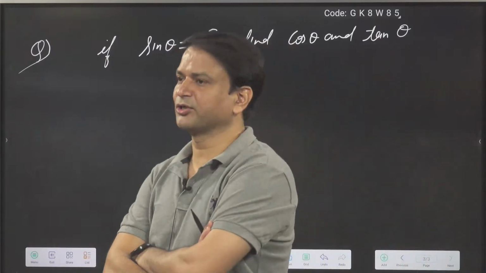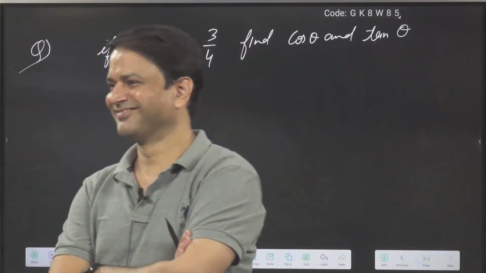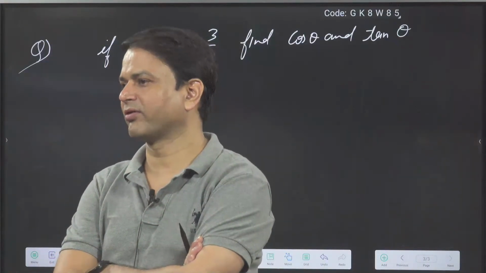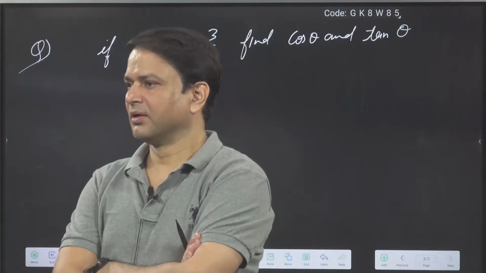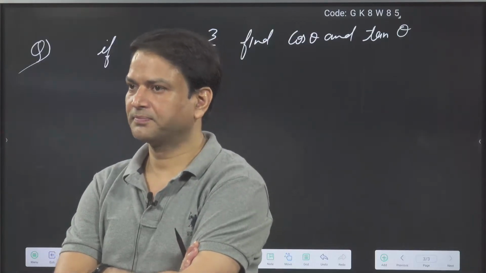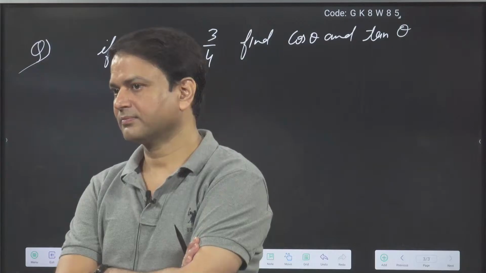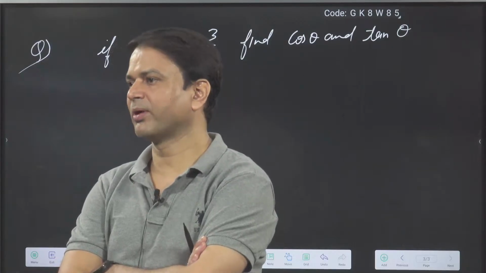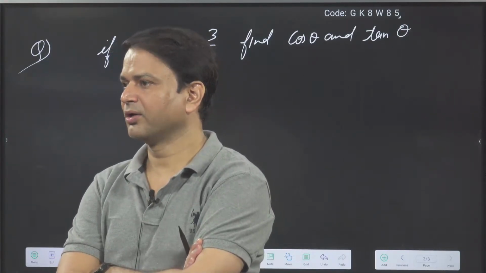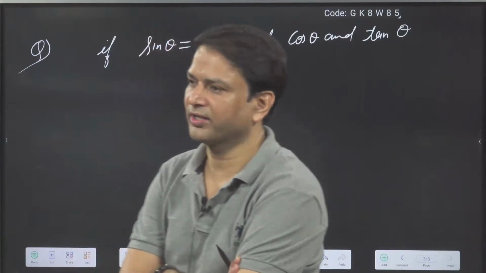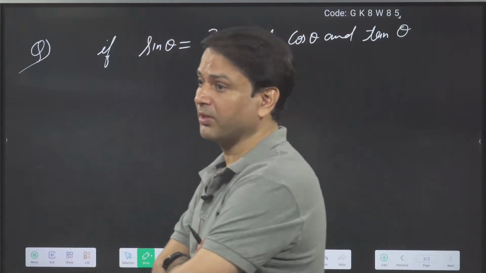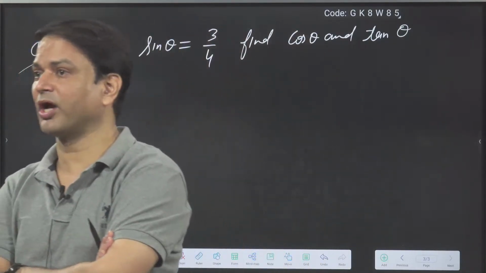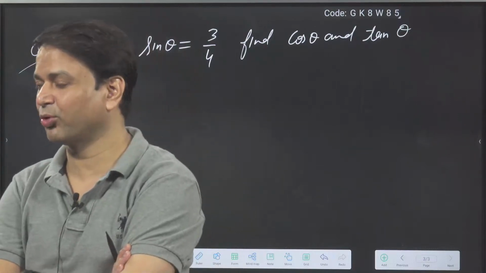Root 7/16, who is saying that is a root? Root 7/16 means root 7/4 will come. Root 7/4 and root 3 by root 7. Okay, 5/4? 5/4 is more than 1. How can sine theta or cos theta be more than 1?